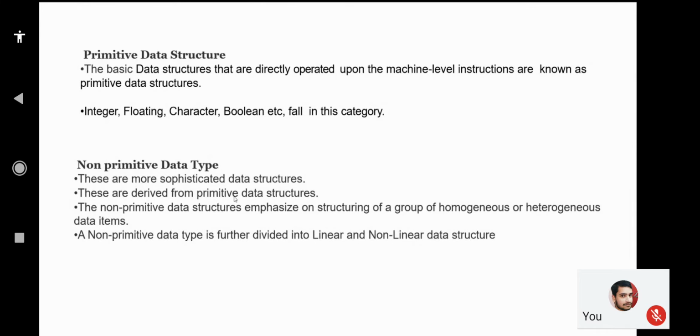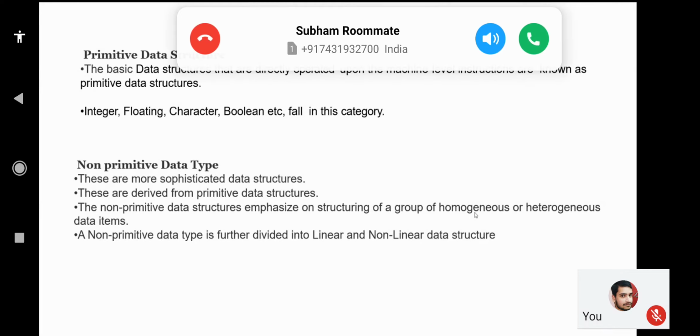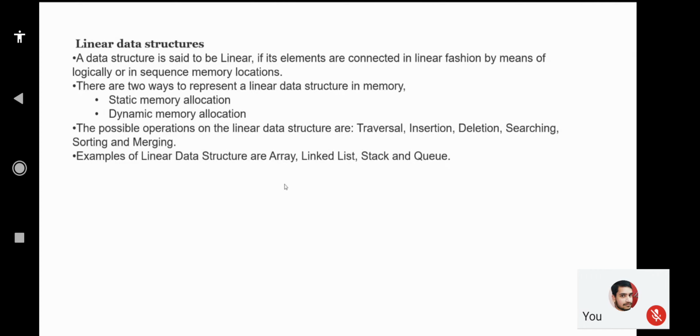The non-primitive data structures emphasize structuring of a group of homogeneous data items, for array, and or heterogeneous data items, for structure. A non-primitive data type is further divided into linear and non-linear data structure. So what is linear data structure? A data structure is said to be linear if its elements are connected in linear fashion. The elements are connected in linear fashion by means of logically or in sequential memory location.